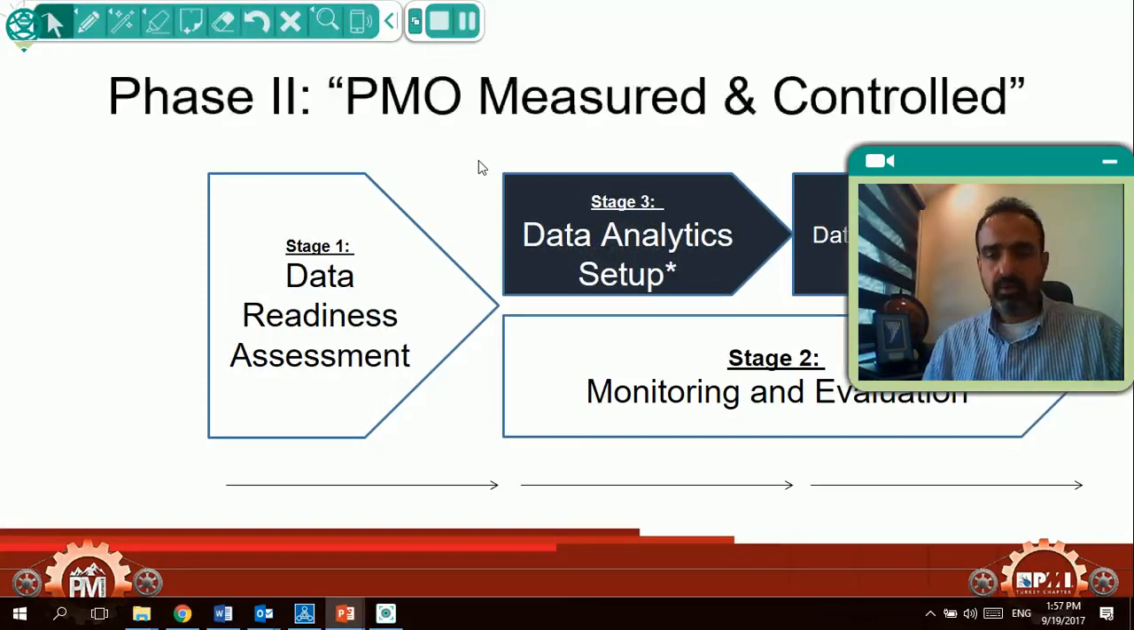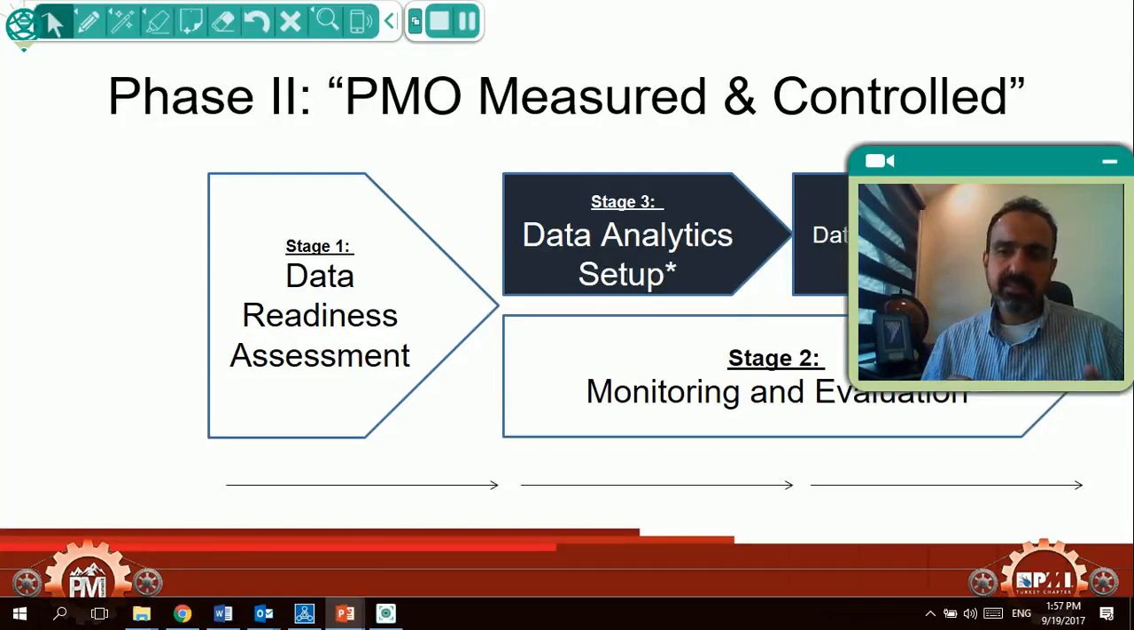In phase two, I like to see a PMO that's measured and controlled, not in the old-fashioned way. I like to see a PMO that takes into consideration data analysis. There's a big opportunity for PMOs today related to data analysis and data science. But first, we have to look into data readiness assessment. What data do we have as related to projects? How is it stored? How is it managed? How is it accessed? Is it clean? Is it accurate? Is it available?